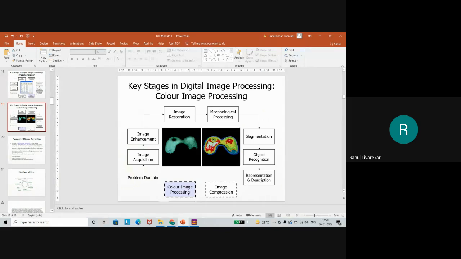A few other steps involved in digital image processing are color image processing, where we individually apply all these steps on the red color, on the green color, and on the blue color. So there will be three different layers, as you can imagine. These three different layers put together make a complete color image.